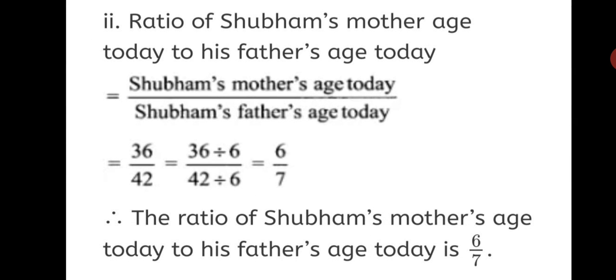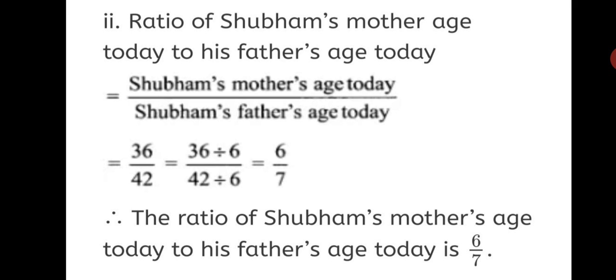Second sub question, ratio of Shubham's mother's age today, which is 36, to his father's age today, which is 42. So we write the ratio Shubham's mother's age upon Shubham's father's age today is equal to 36 upon 42. Both numbers are divisible by 6. So your final answer, 6 6s are 36, 6 7s are 42, 6 upon 7. Therefore, the ratio of Shubham's mother's age today to his father's age today is 6 upon 7.